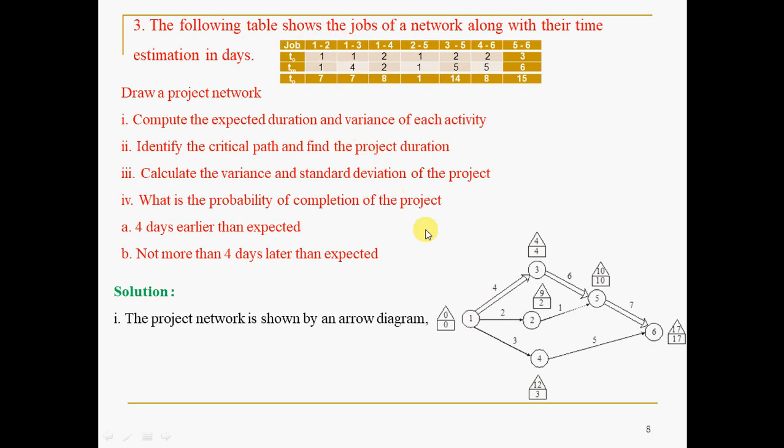1 to 2, 1 to 3, 1 to 4: simultaneously they are happening, concurrent activities as per our concept. In the same way, after 2 to 5, then 3 to 5, they are merging at a common node. 4 to 6, then 5 to 6 is very simple.